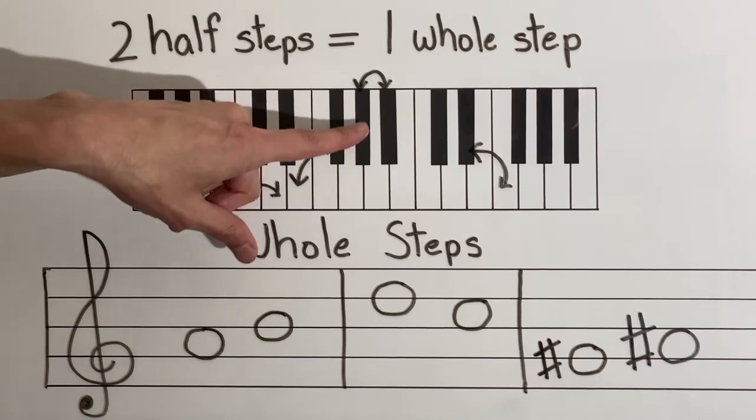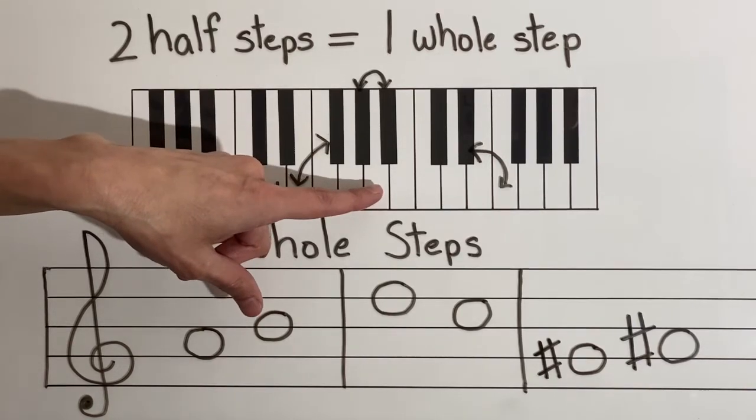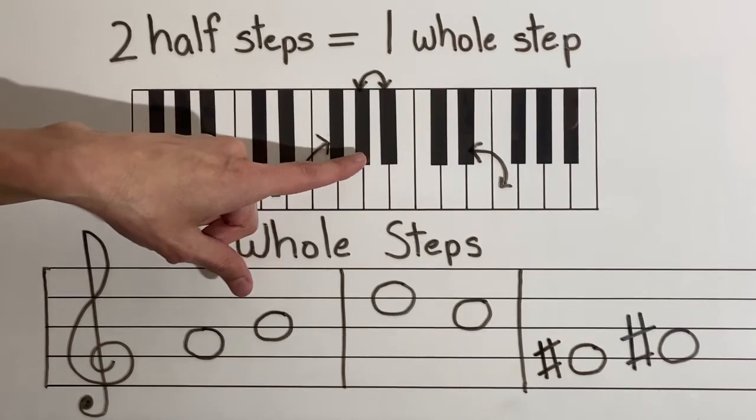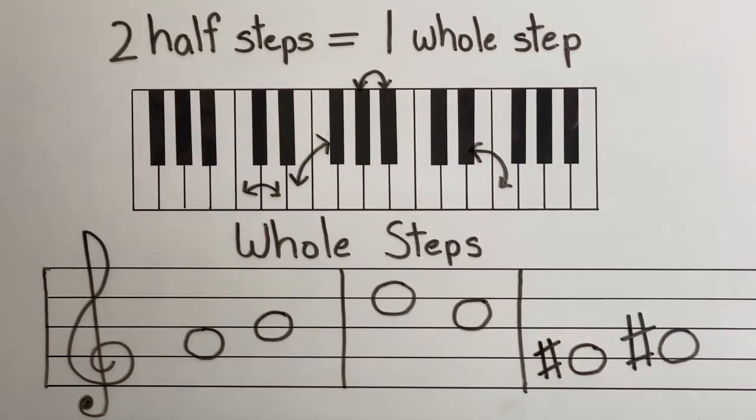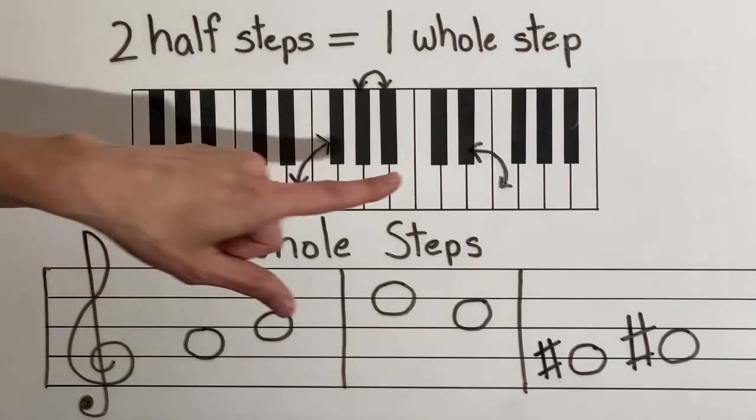Here I've got this black key, this black key to this white key, that's a half step. White key to black key, another half step. That means this black key to that black key is a whole step. The last way you can do whole steps is going to be over here.